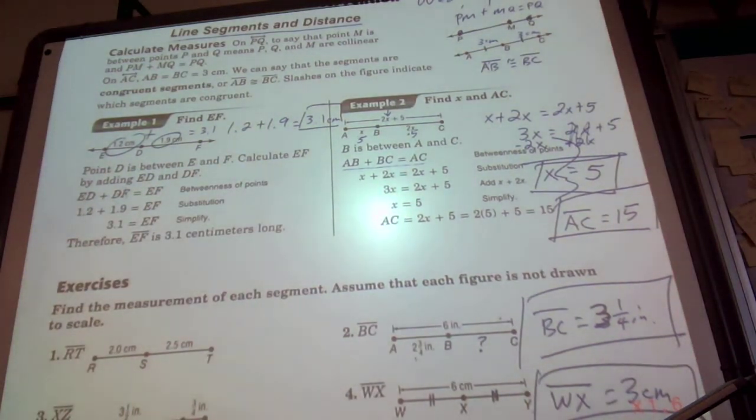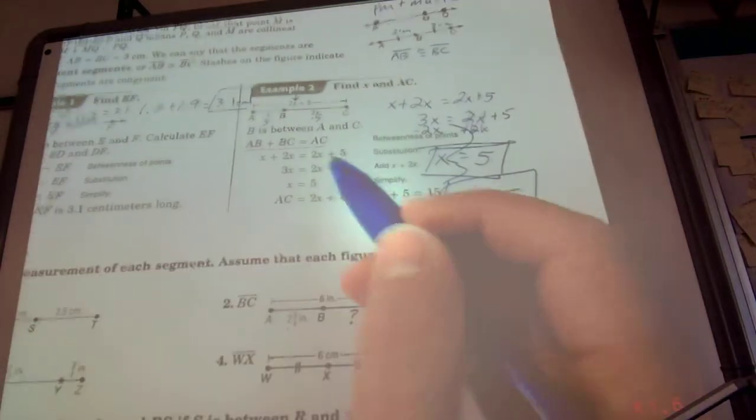Now, it doesn't equal the whole line, right? Lines extend to infinity and beyond, right? Thank you, Buzz. And so we're not going to find the distance of a line because we'd be counting for a while.